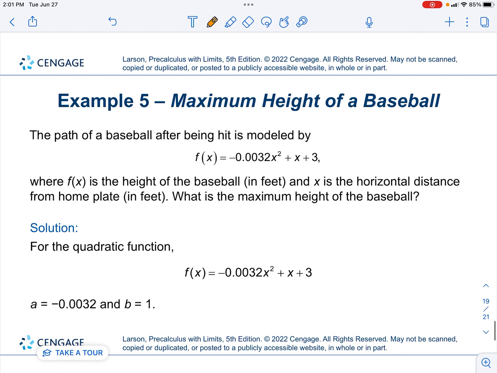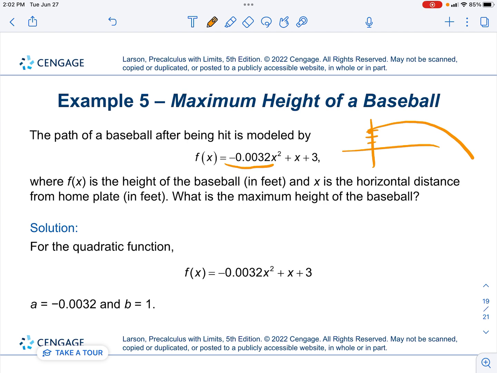So here it says the path of a baseball after being hit is modeled like this. Now, I'm not going to graph it for you on a graphing calculator or on Desmos or anything, but you can see your y-intercept is 3, and then the a value is negative. So it is going to be some parabola that's facing down and looks something like this. I kind of skipped drawing that part because it's back in time, but if I draw it forward, it would look like that. Just a general picture of it.